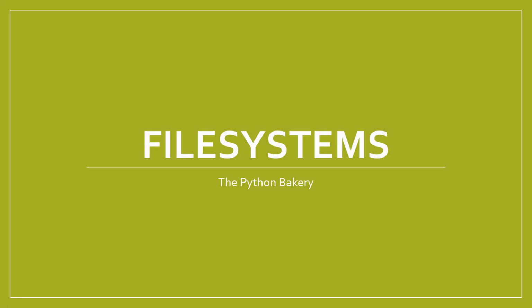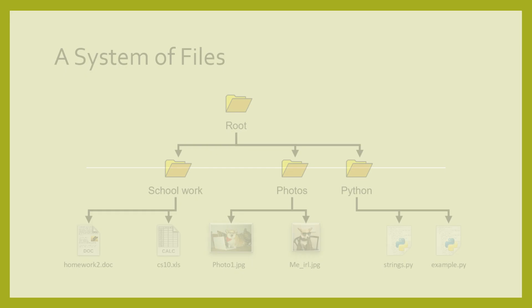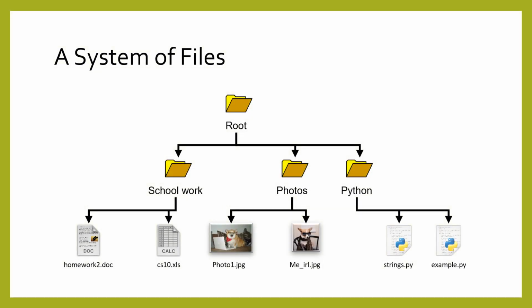File systems. Your computer is equipped with a file system that lets you save and load files. A file is simply a sequence of data, not unlike a string. You create files all the time: text documents, pictures, music, Python files, and so on. These files are organized by your file system.